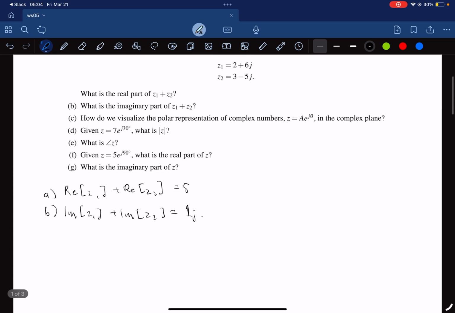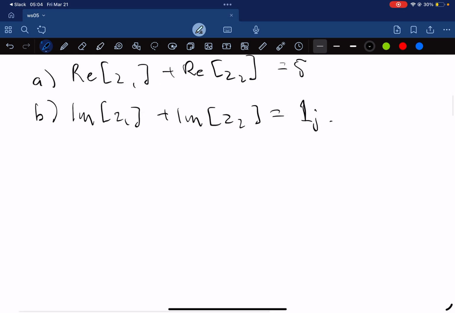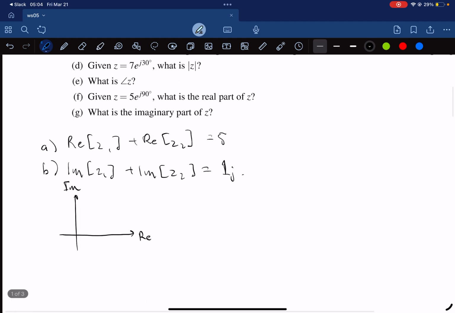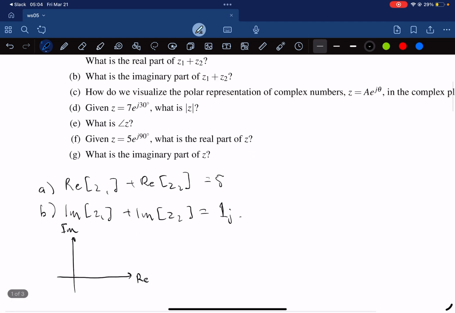All right, part C: how do we visualize the polar representation of complex numbers z equals a e to the j theta in the complex plane? What they want us to do is take a complex number plane like this. Say this is the real component, this is the imaginary component. The whole thing is complex, right? And the magnitude is always just going to be equal to a. So this vector, let's call it v, is going to be z, they give us z.